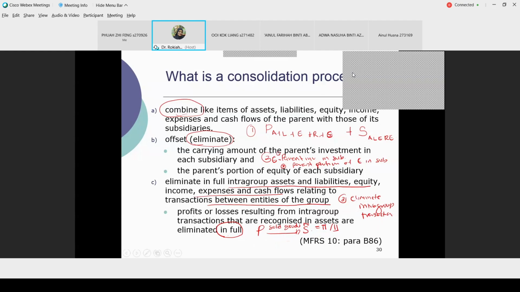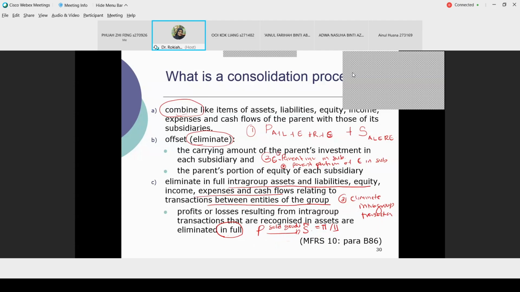The things that you need to know about the process: the first one, we need to combine all the assets, liabilities, equity, revenue, and expenses between parent and subsidiary. The second one, we need to eliminate the parent investment in the subsidiary and also eliminate the parent equity in the subsidiary. The third one is to eliminate the intra-group transactions.